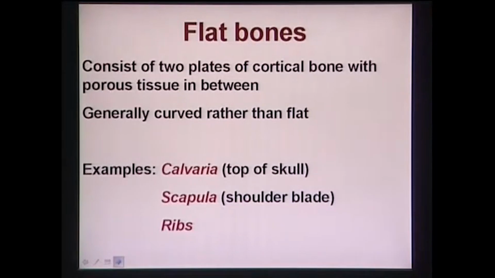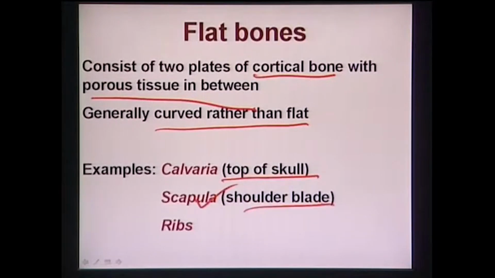Then you have flat bones. They essentially consist of 2 plates of cortical bone with porous tissue in between. Again, if you come back to the generic description that I have mentioned to you, you always have the cortical bone at the outer surface, and the inner material is always the cancellous bone. So that means the hard surface is protecting the spongy material, and this is generally curved rather than flat, and calvaria is the top of the skull, scapula is the shoulder blade. So those are also examples of the flat bones, and the ribs are also another example of the flat bones.